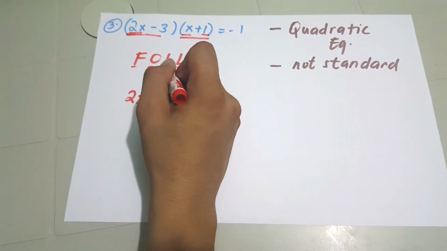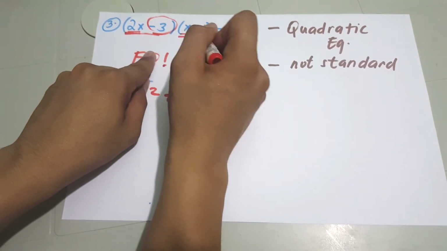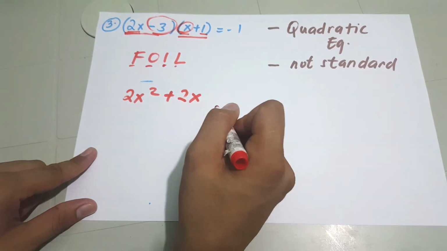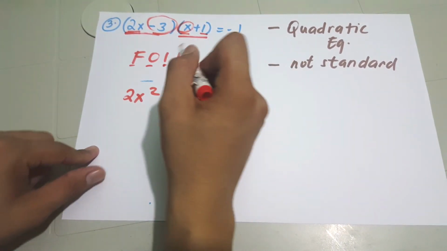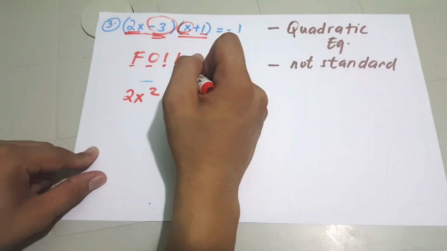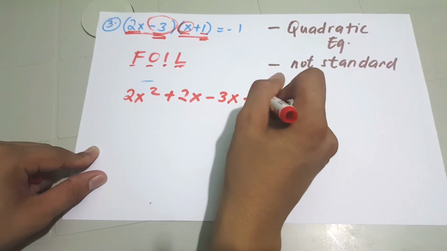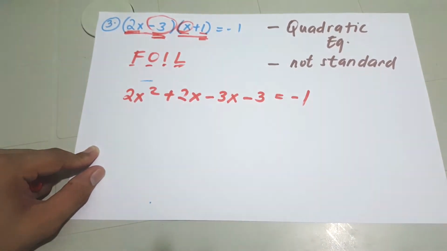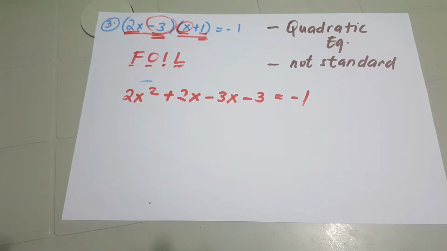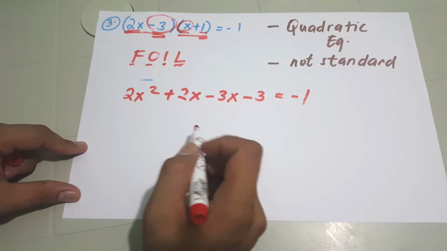And then, inner naman daw, inner. Yung nasa loob na terms, ano yung mga yun? Negative 3 tsaka x. Okay, so negative 3 times x is negative 3x. And then, yung last na term dito, last na term, negative 3 times 1, that's negative 3, is equals to negative 1. Now, next thing, combine like terms, simplify, and then equate it to 0.